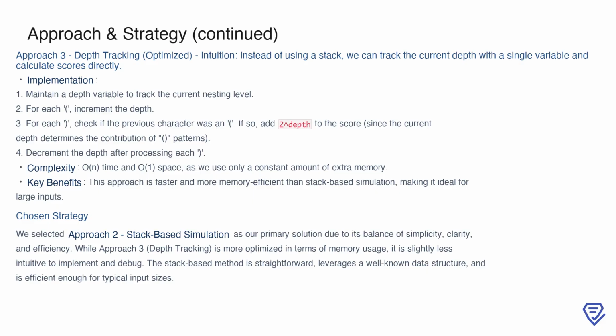This approach runs in O(n) time, as we still process each character once, but it only uses O(1) space, since we don't need to store intermediate states in a stack. While this method is highly memory efficient, it's slightly less intuitive to implement and debug compared to the stack-based approach, especially for those unfamiliar with the specific scoring logic.